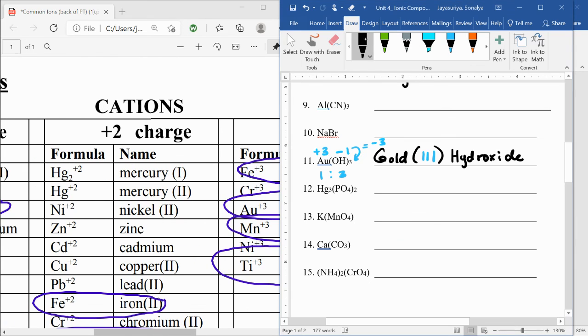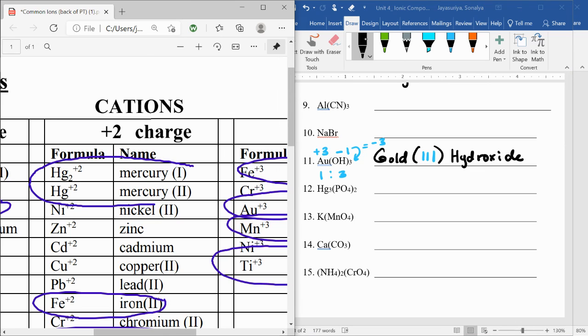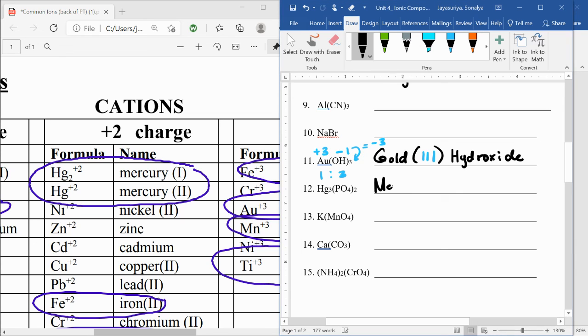Okay, now there are 2 versions of mercury. Mercury 1 is weirdly Hg2 with a plus 2 charge. Mercury 2, again weirdly, is just one Hg with a plus 2 charge. Okay, so we have to figure out which mercury this is. Mercury something, phosphate. PO4 is phosphate.